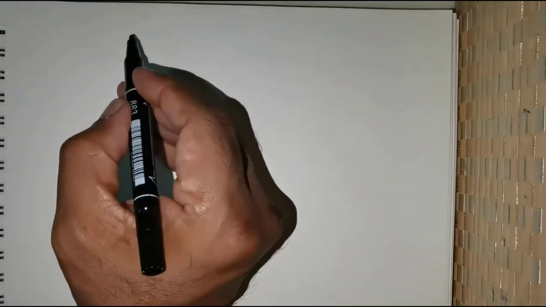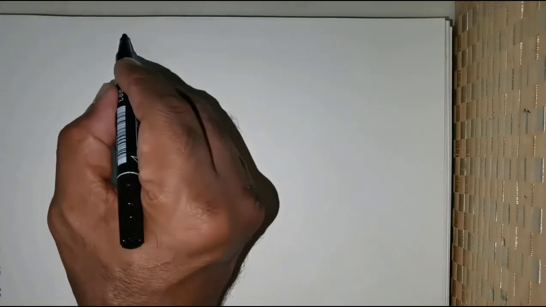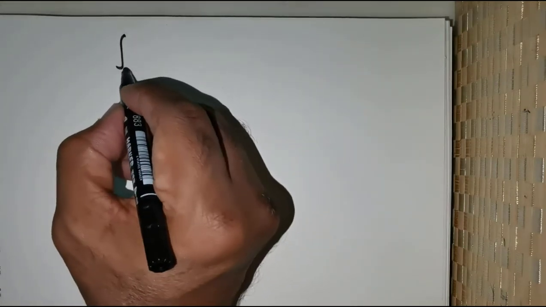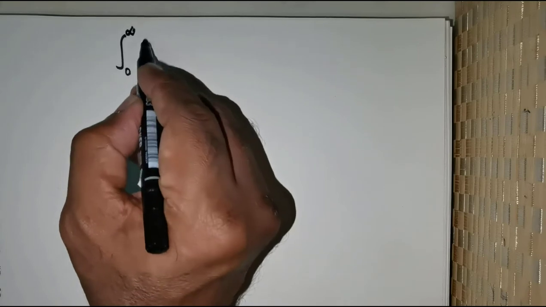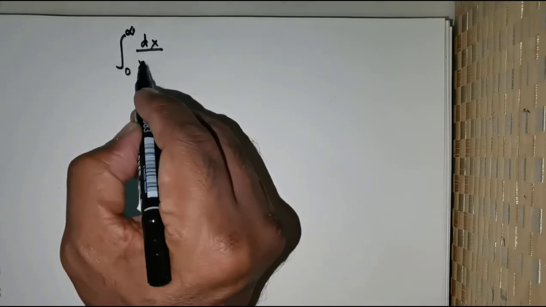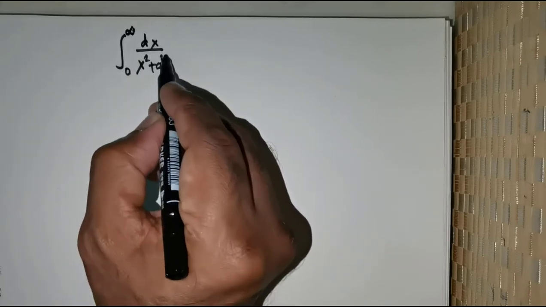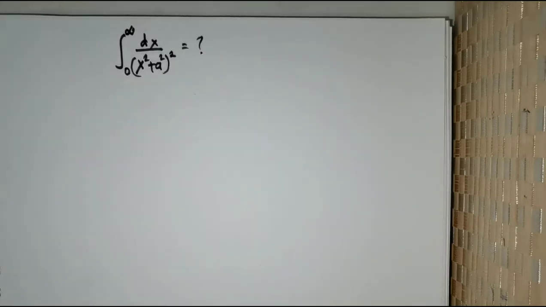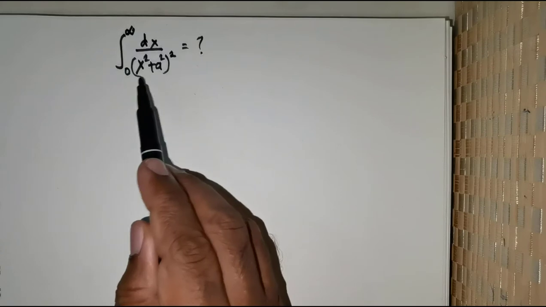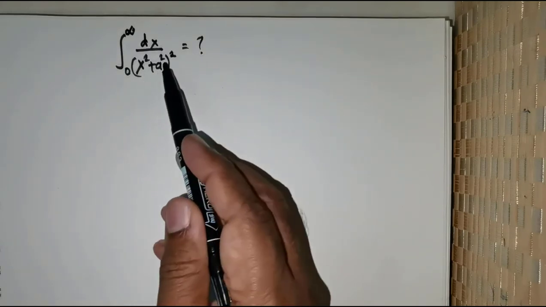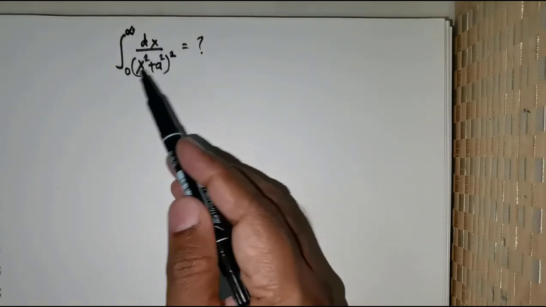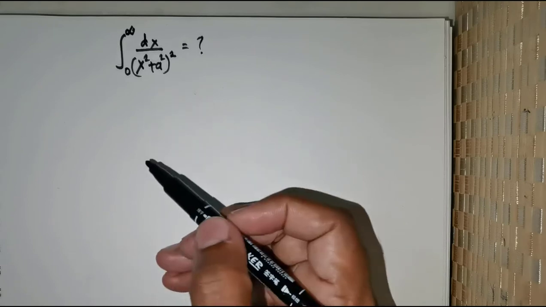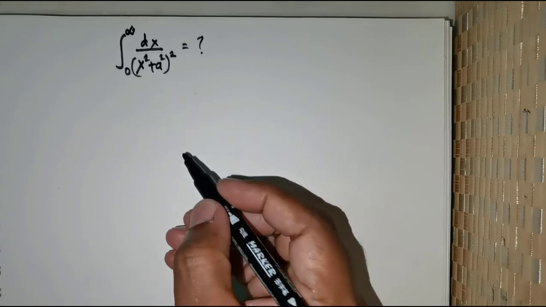Students, we are given a beautiful question. We are expected to evaluate the integral from 0 to infinity of dx over (x squared plus a squared) raised to the power of 2. We have to get the outcome for this. It is imperative that we adopt some caution.